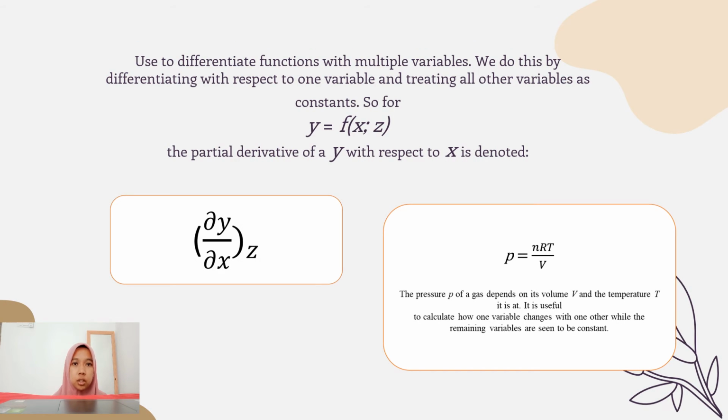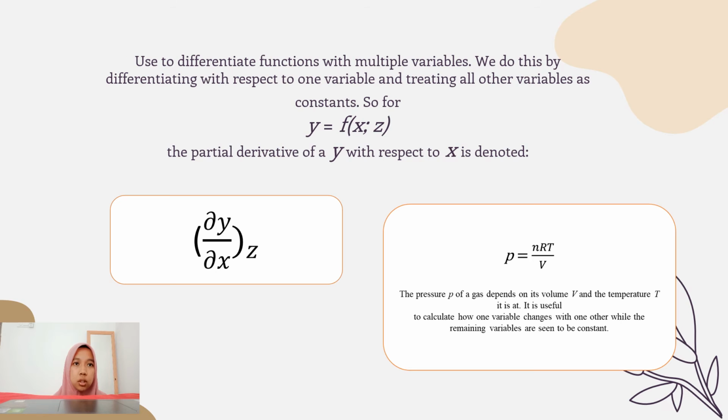Partial differentiation is used to differentiate functions with multiple variables. We do this by differentiating with respect to one variable and treating all other variables as constant. Let me show this equation. y equals f(x, z). The partial derivative of y with respect to x is denoted as ∂y/∂x, while treating z as a constant.